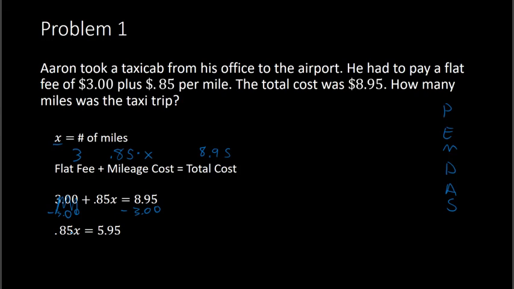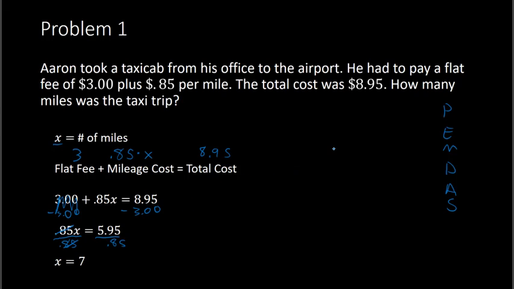From here, this is 0.85 times x. So to get rid of the 0.85, I need to do the opposite, which would be divide. So I need to divide both sides by 0.85. On the left side, the 0.85s would cancel. On the right side, 5.95 divided by 0.85. If you use a calculator, you would get 7.